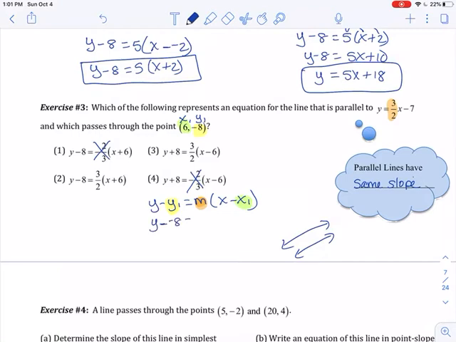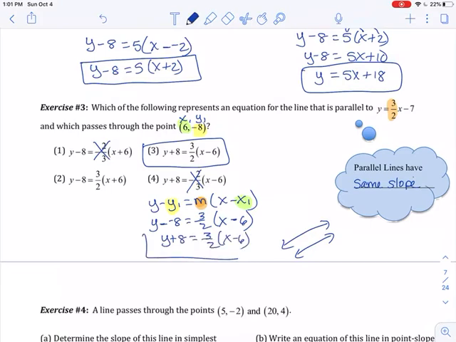But again, I'm plugging in my x1 and my y1. So it's y minus negative 8 equals 3/2 times (x minus 6). And I can see which of those has the right one, and that would be choice 3, because y minus negative 8 is actually y plus 8. And I'm leaving it just like that. I'm not distributing it. That's my answer. Done.